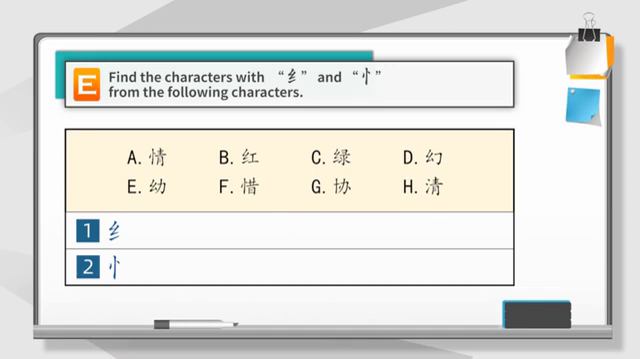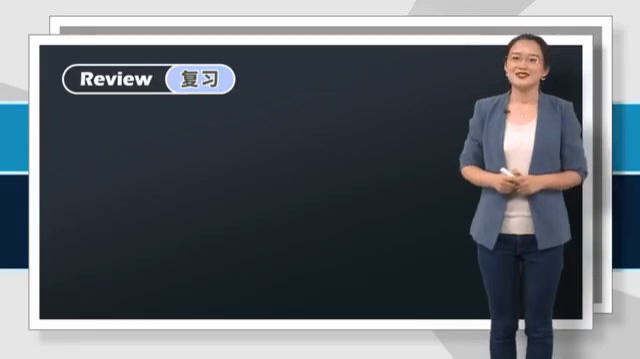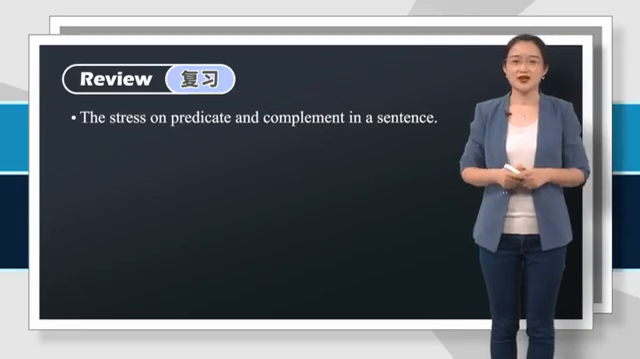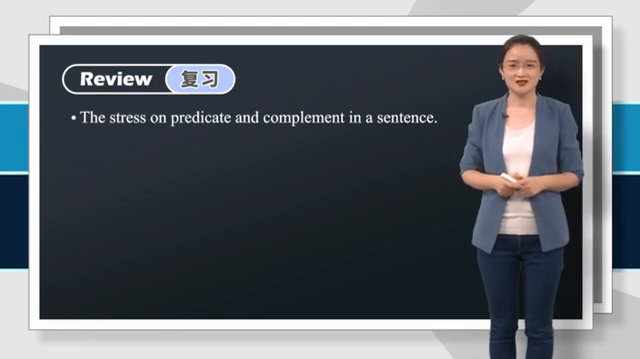1. 绞丝旁 B. 红 C. 绿 2. 竖心旁 A. 晴 F. 西 很好。Today, we have learned the stress on predicate and complement in a sentence.